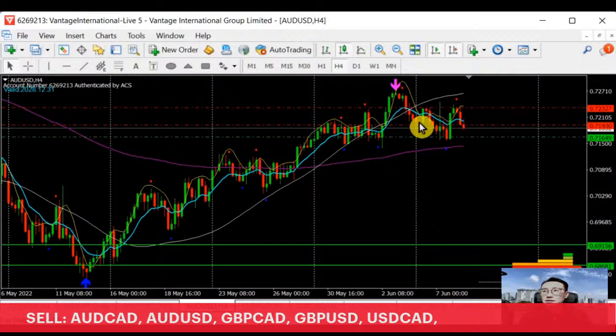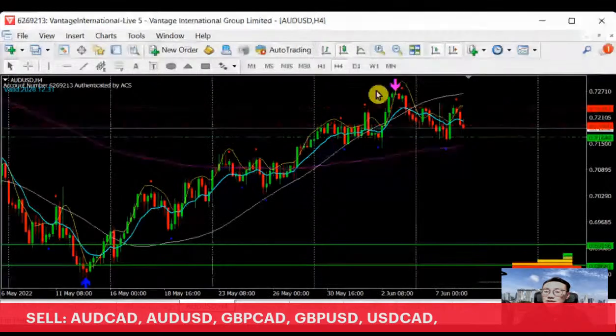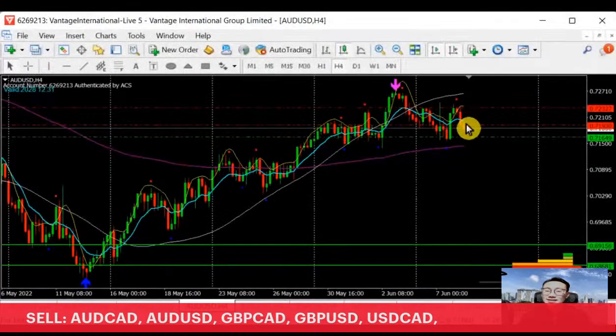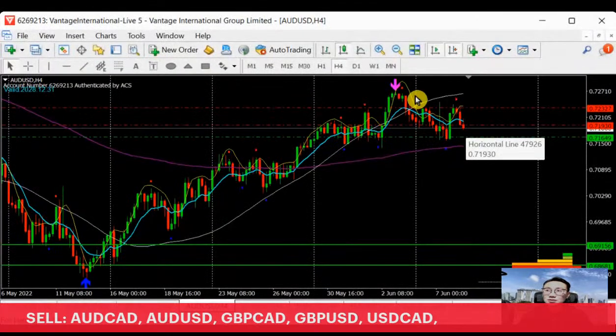We have retested and formed a double top over here, correct? So at this point, it's a selling signal. It's a selling signal to test on the resistance, to test on the support. Since we know we are selling, this is the resistance, this is the support level.